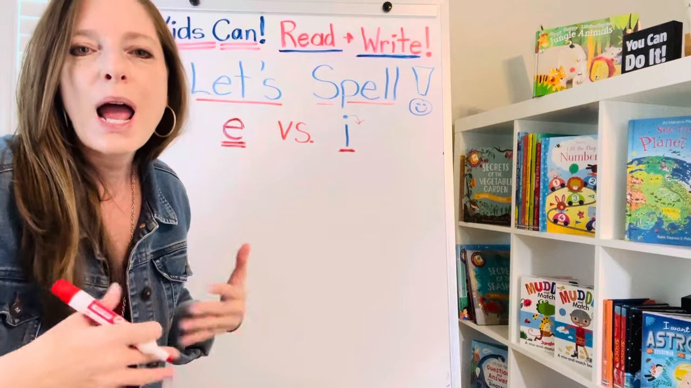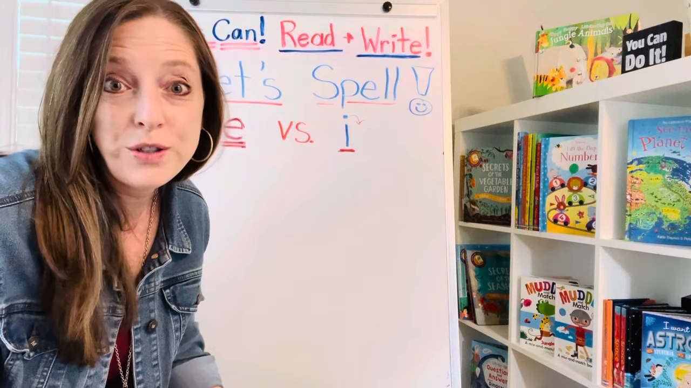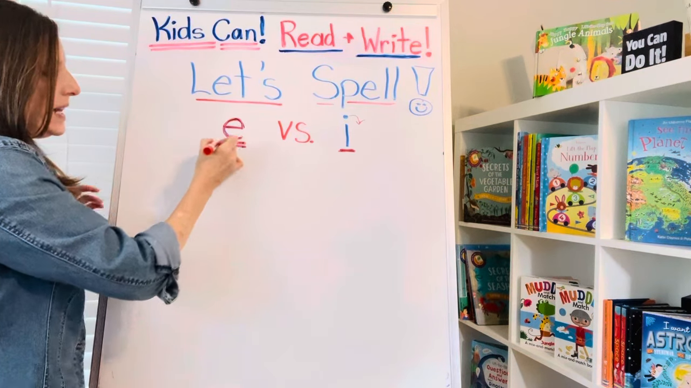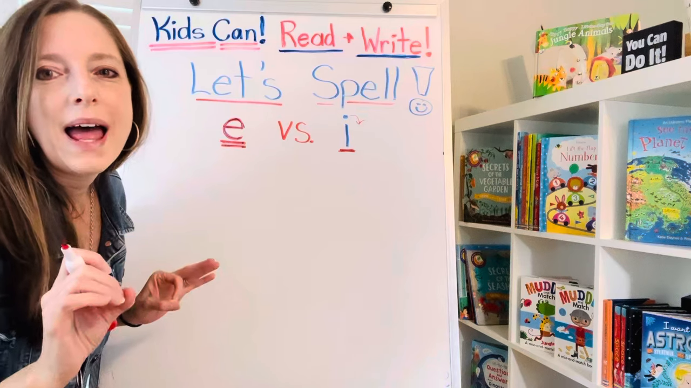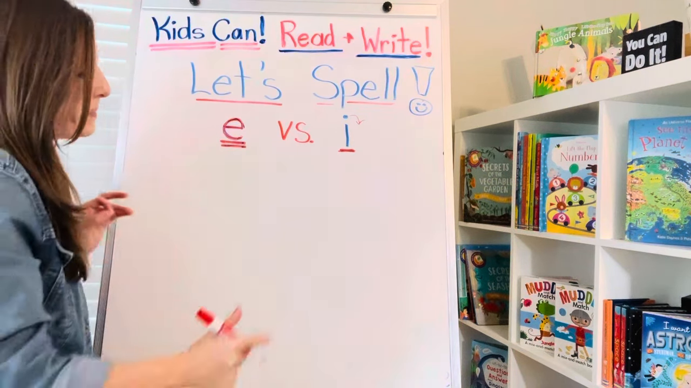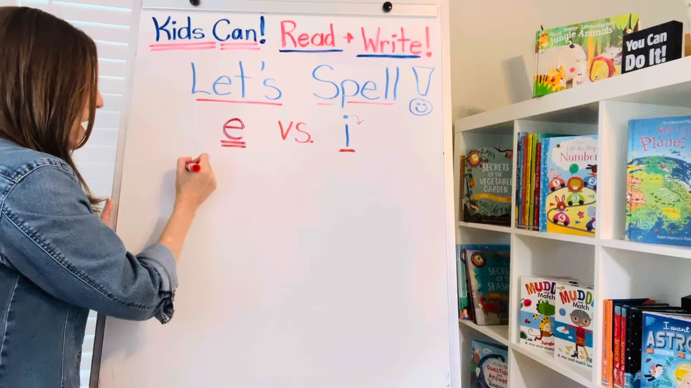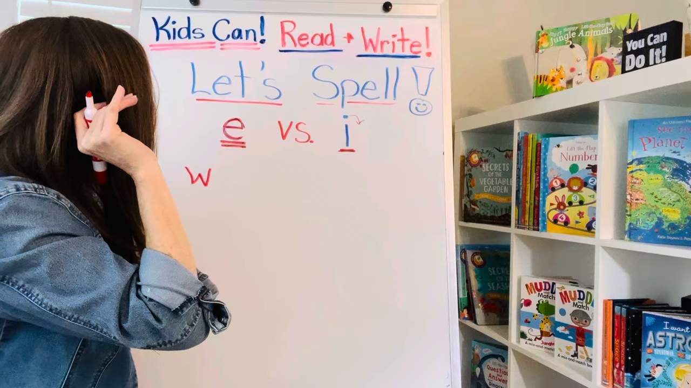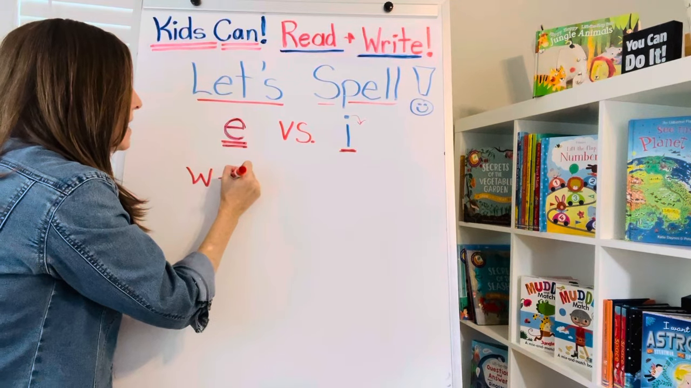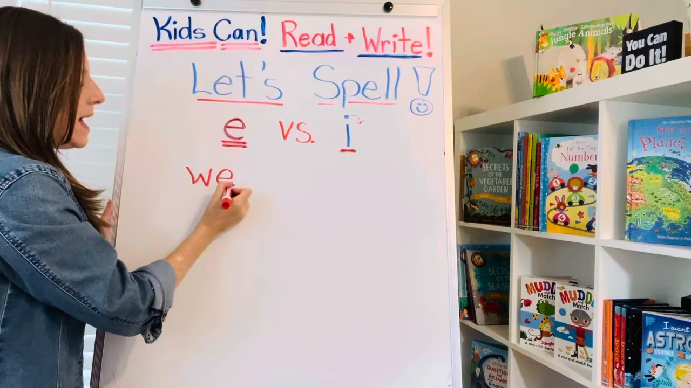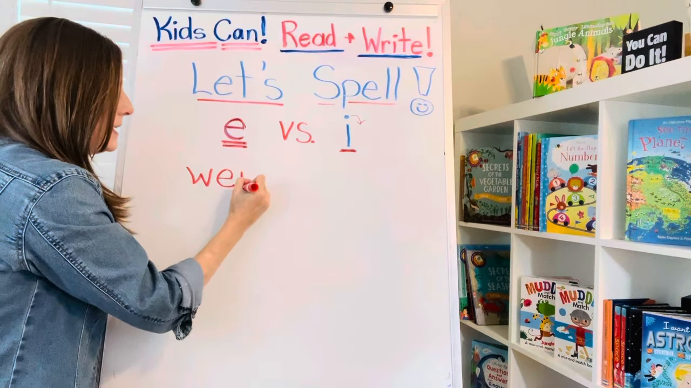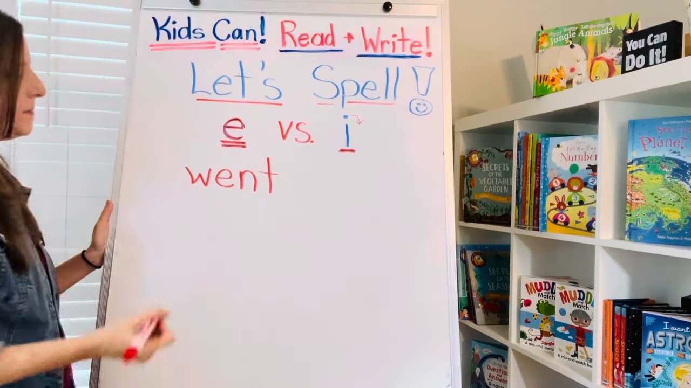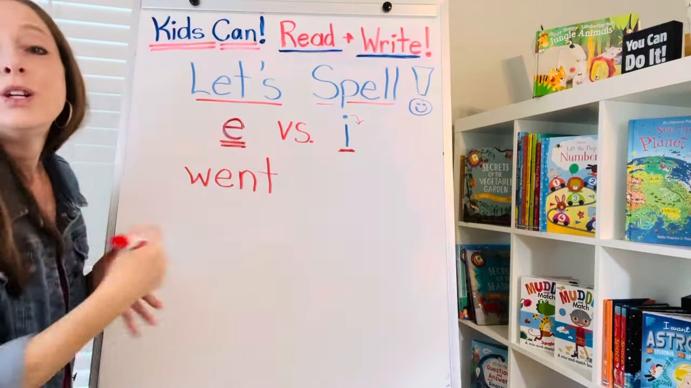Okay, so let's say the word is went. I went to the store. Notice when I'm calling out the word for new writers, I'm going to really emphasize the sounds. Went. See if you can spell it. All right, so I'm going to go w-eh, eh. Do you hear who it is? Eh, that's Granny. Went. I went to the store.